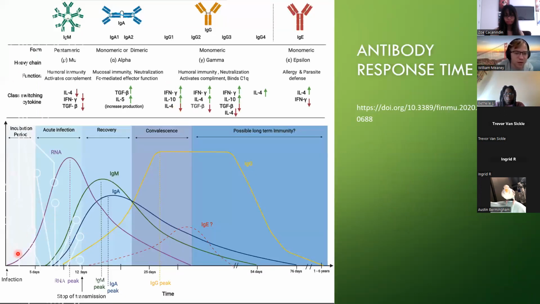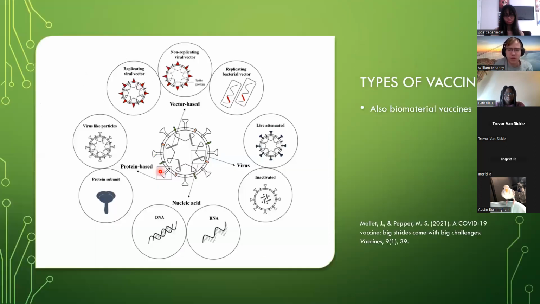And we can see the timeline of when you have the peak antibody levels. IgG is the most common, and we are really concerned about that for vaccinations, but you also want to consider the IgM ones as well. There are many different types of antibodies, but IgG is the most common used for monoclonal antibodies.